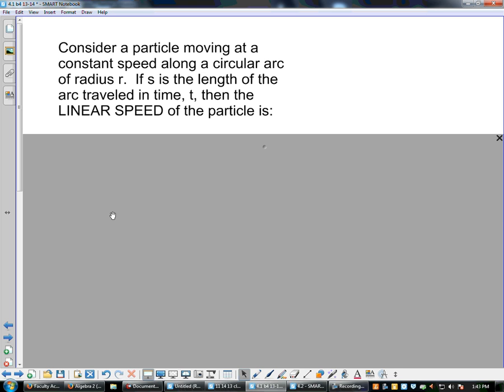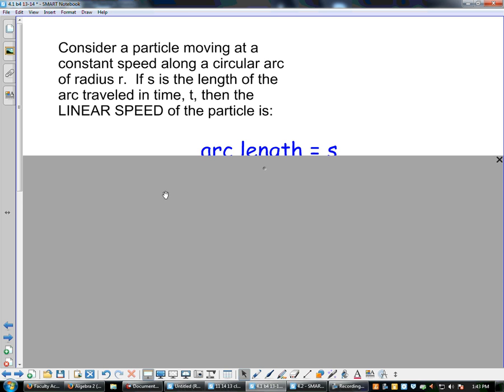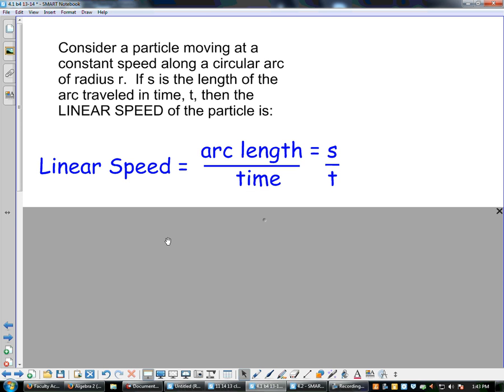All right. So consider a particle that is moving at a constant speed along a circular arc of radius r. If s is the length of the arc traveled in time t, then the linear speed of the particle is given by this formula. I would at least get that formula written down. Linear speed is going to be arc length divided by time.